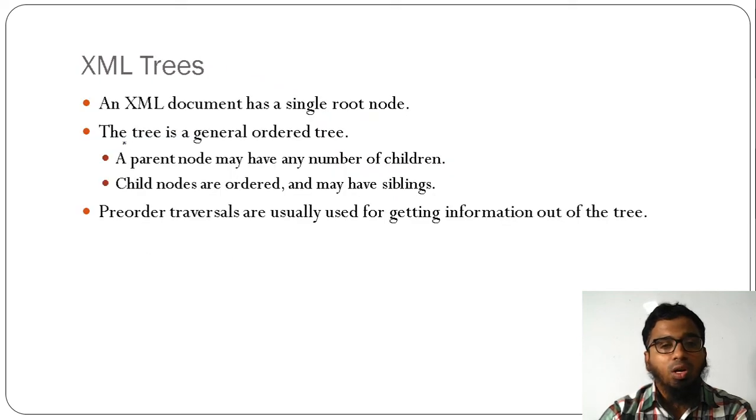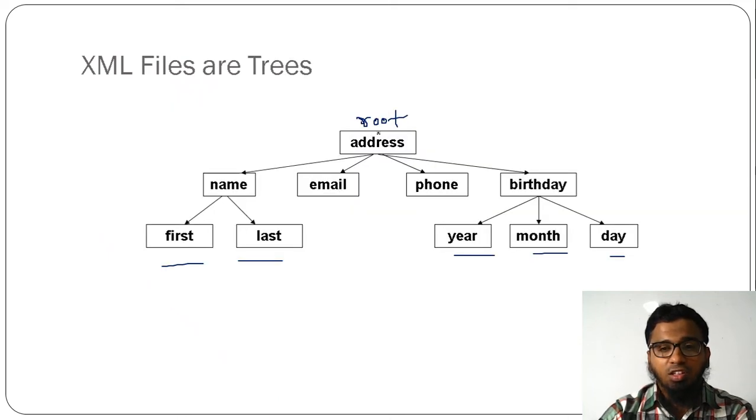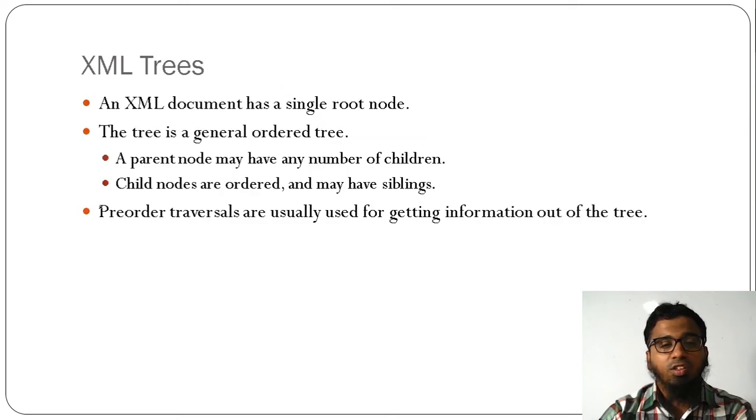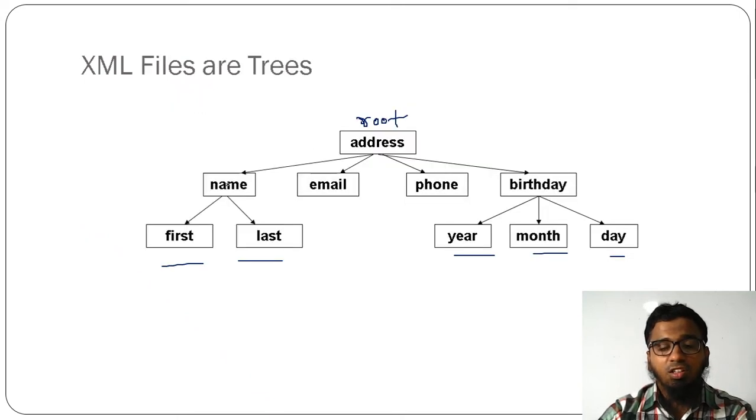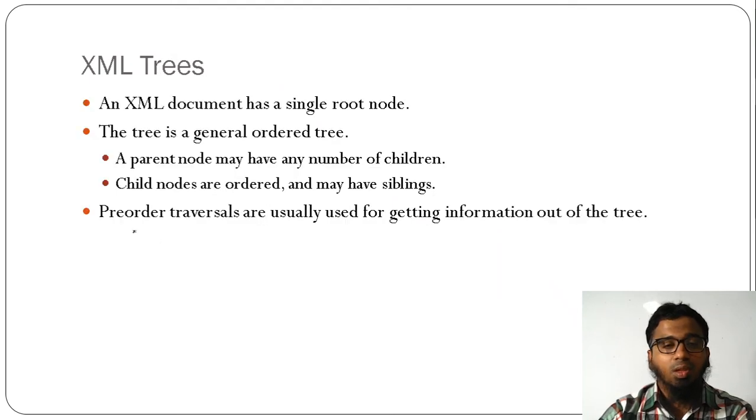Single root node. The tree is a general order tree. A parent node may have any number of children. This root node can have many children. Child nodes are ordered and may have siblings. Like this one has this child, and these are also siblings.